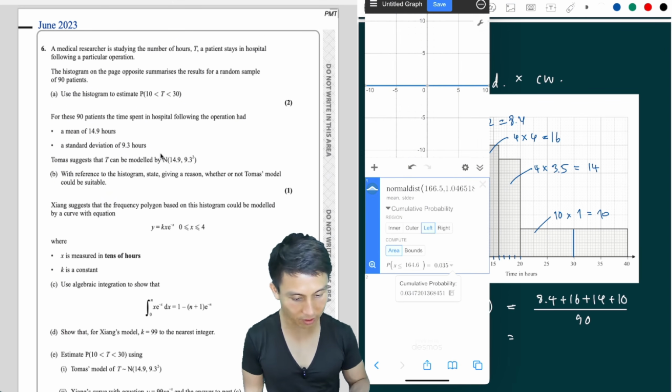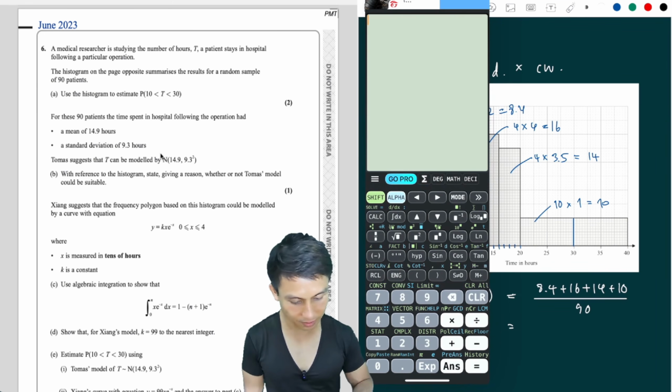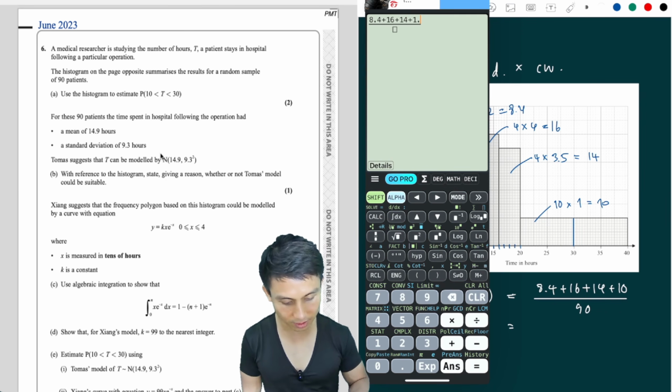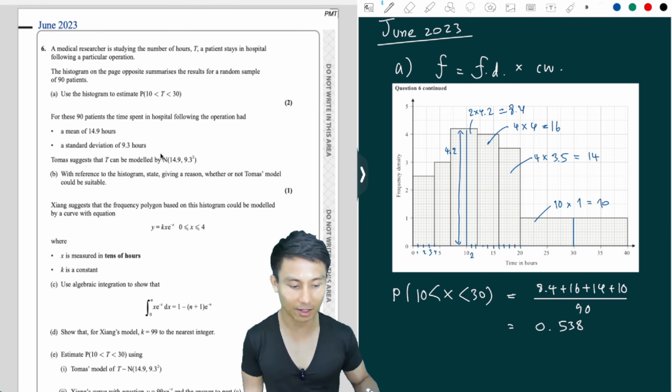Then we're going to use a calculator, which is not that one. It's actually this. Fraction, 8.4 plus 16 plus 14 plus 10, over 90 here. So that's 0.538, 3 significant figures. Okay, I got that one.